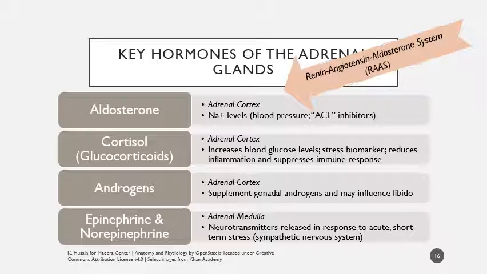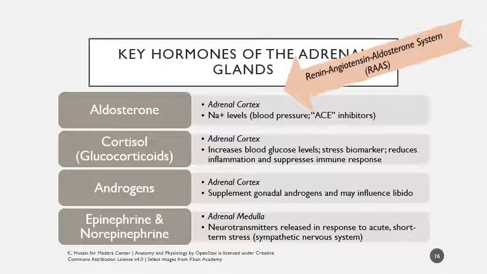Androgens are produced and secreted by the adrenal cortex. In the last lecture, we talked about synergistic interactions. These adrenal androgens act synergistically with gonadal androgens, and so they might influence libido. They are just another source of those androgens.